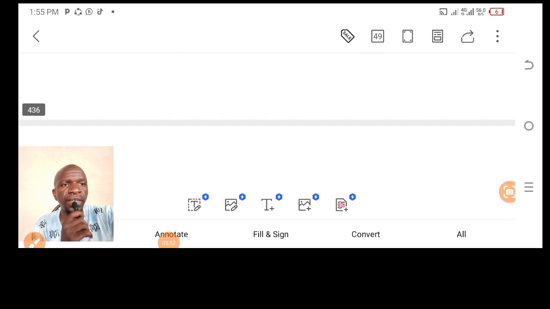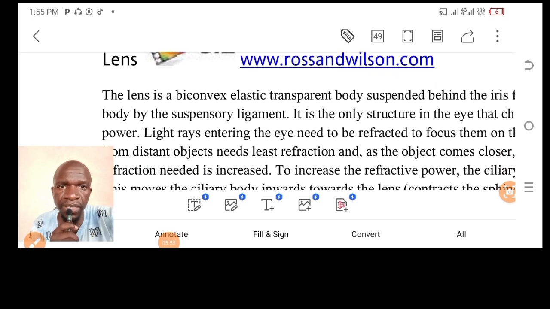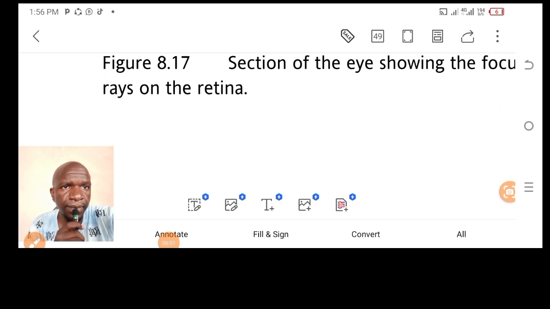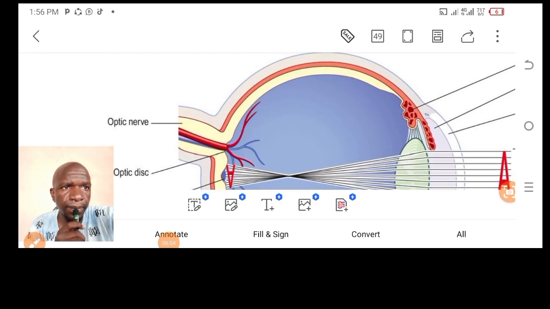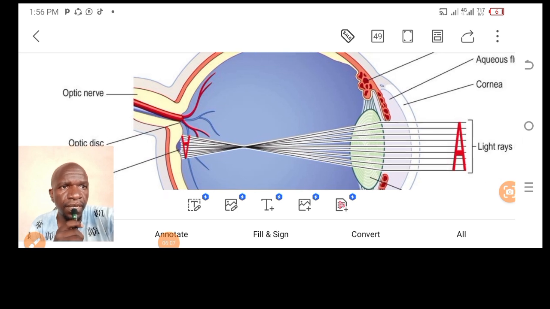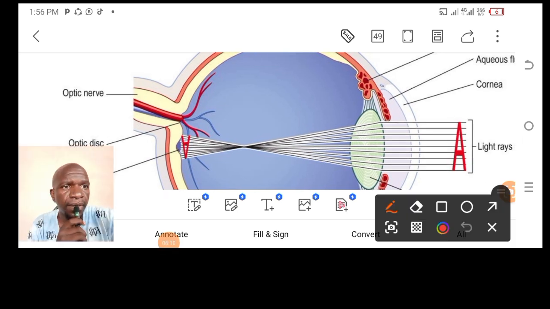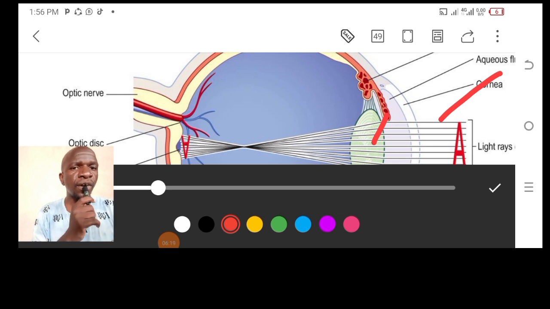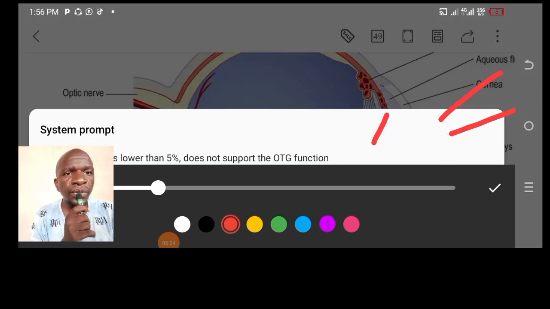Let me show you the real lens in position, as it is suspended and held in position by the suspensory ligaments. So here is the lens. You see, light rays are straight. There is an object within the field of vision, which is this letter A. The light reflected by this letter A is going to move in a straight line through the subconjunctiva and the aqueous humor until it reaches the lens.